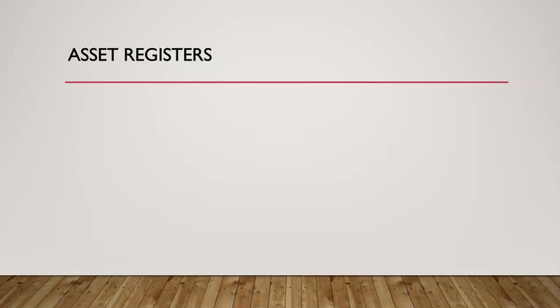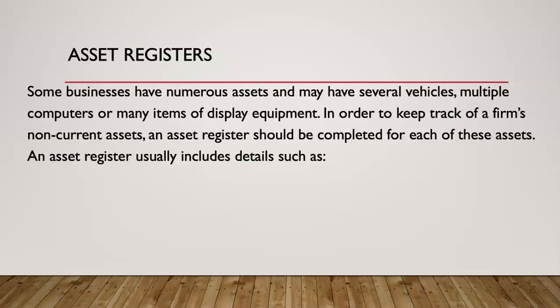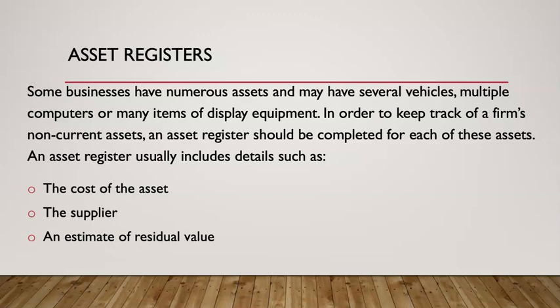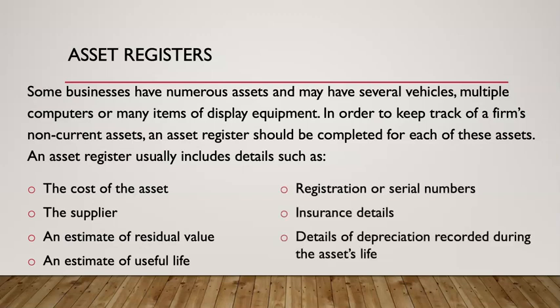They have a thing called an asset register. So some businesses have numerous assets. And if you think about some big businesses, they have hundreds of different types of non-current assets. Different vehicles, computers, display equipment, buildings, the works. So we need to keep a register of this. And an asset register will include details such as the cost, the supplier, if they need to get some new ones, or they have an issue with it, the estimated residual value, and the estimated useful life. They will also have other details such as registration numbers, insurance details, lots of information that they can use to make good decisions.